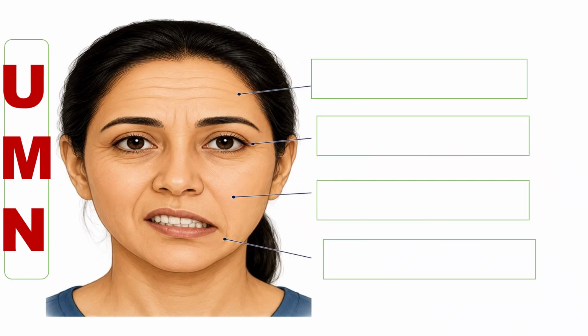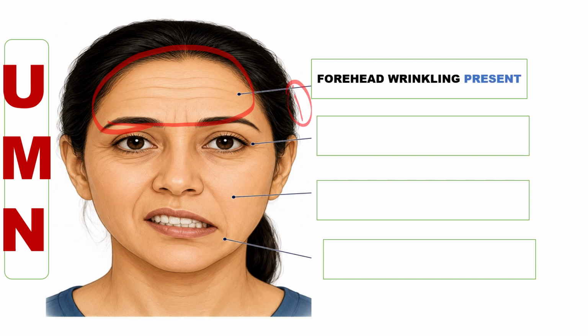Let's move on to UMN type of facial nerve palsy. The same examination again. When you ask the patient to lift the eyebrow, we will be able to see wrinkling on both the sides. That is the first difference between UMN facial nerve palsy and LMN facial nerve palsy. Second, when we ask the patient to close the eye, patient will be able to close the eye on both sides. So that is the second difference.